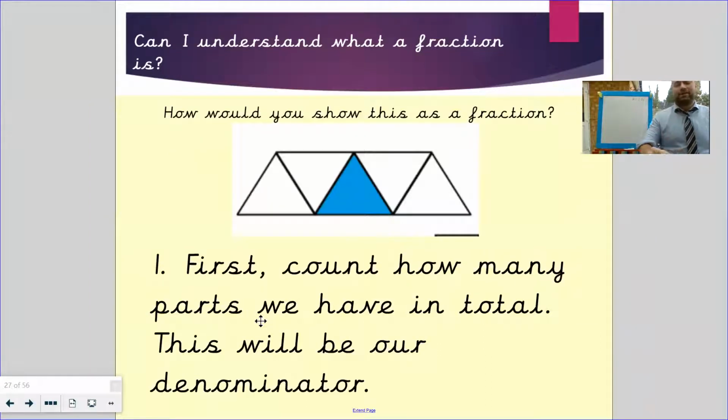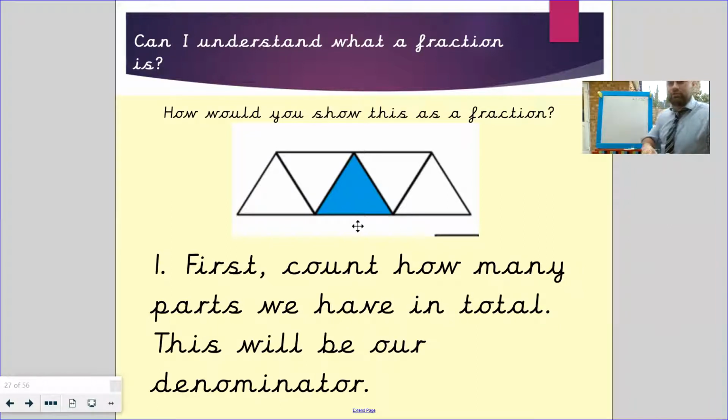So let's have a look at this. Let's see how we would write a fraction. You can see here that we have a picture, a shape, and we have triangles all joined up together. First of all, we need to find out how many parts we have in total. So our whole has been divided up into 5 parts.